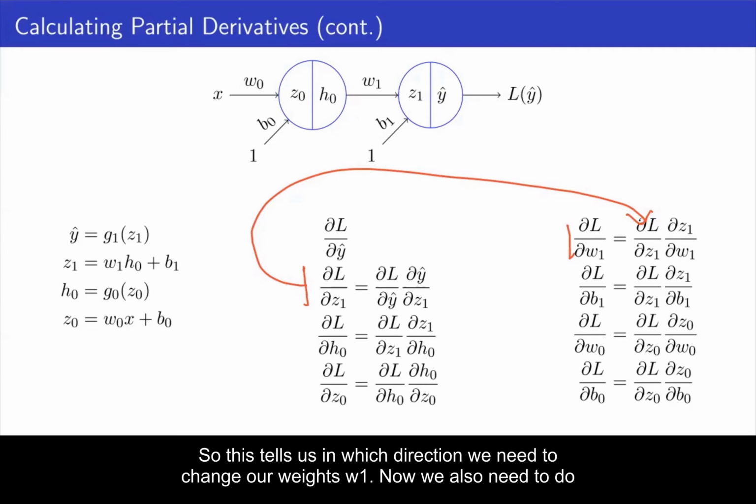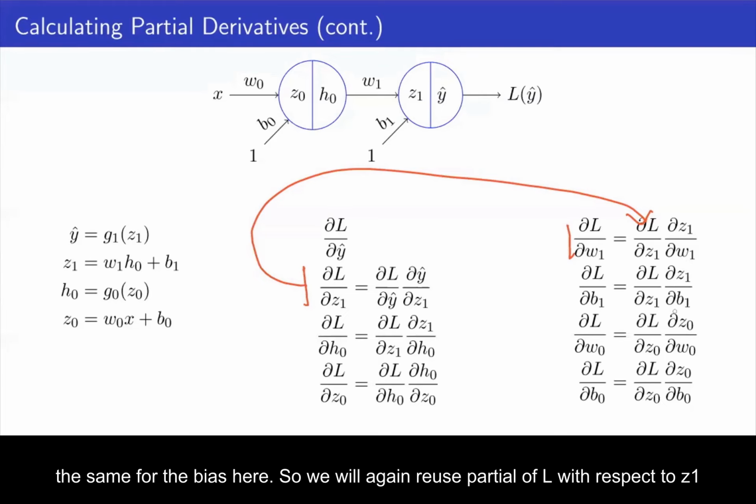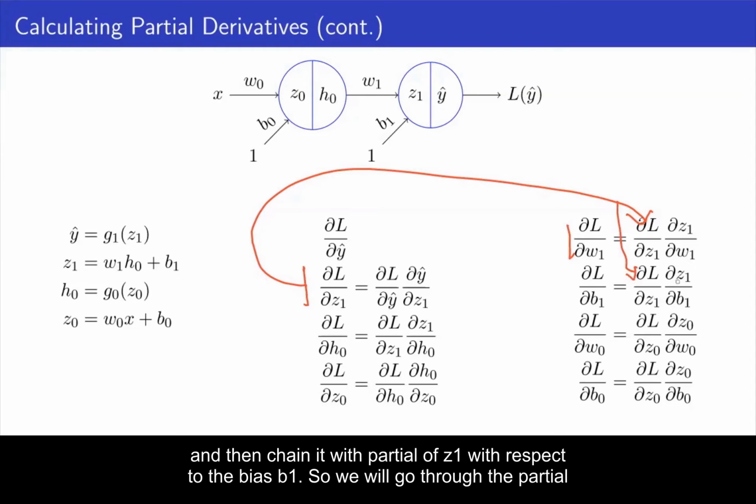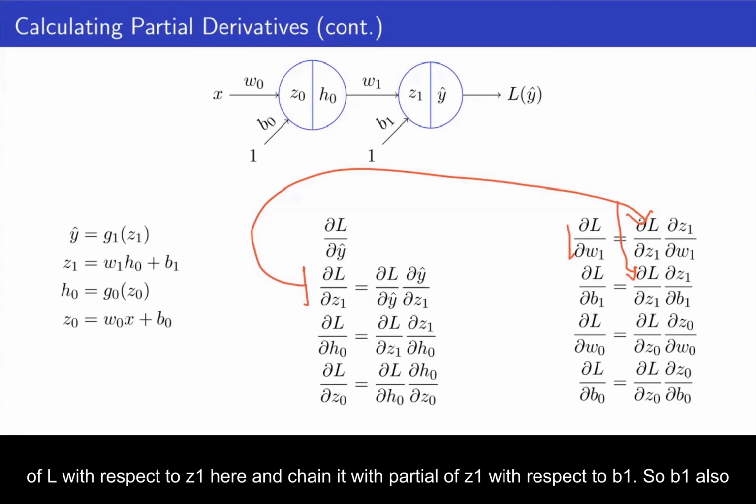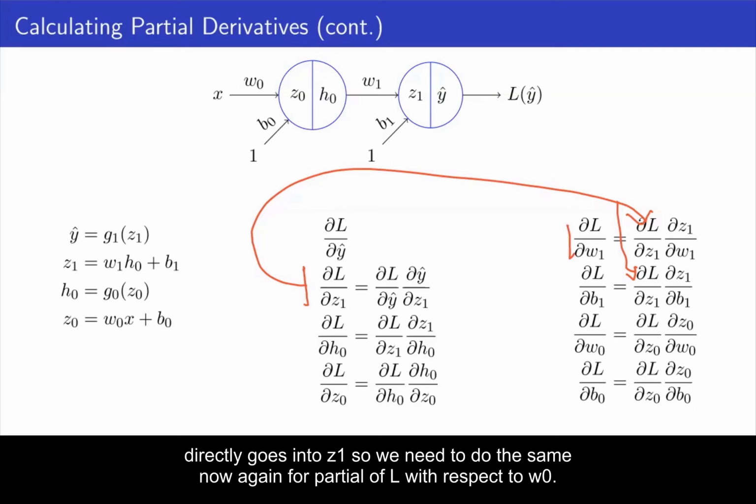Now we also need to do the same for the bias here. So we will again reuse partial of L with respect to Z1, and then chain it with partial of Z1 with respect to the bias B1. So we will go through the partial of L with respect to Z1 here and chain it with partial of Z1 with respect to B1. So B1 also directly goes into Z1.